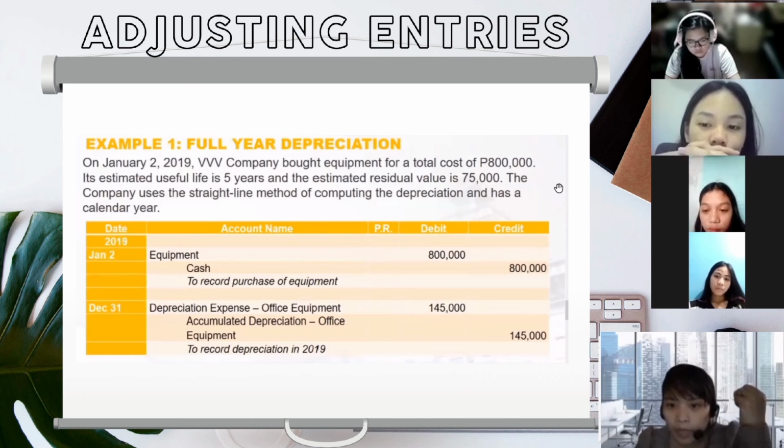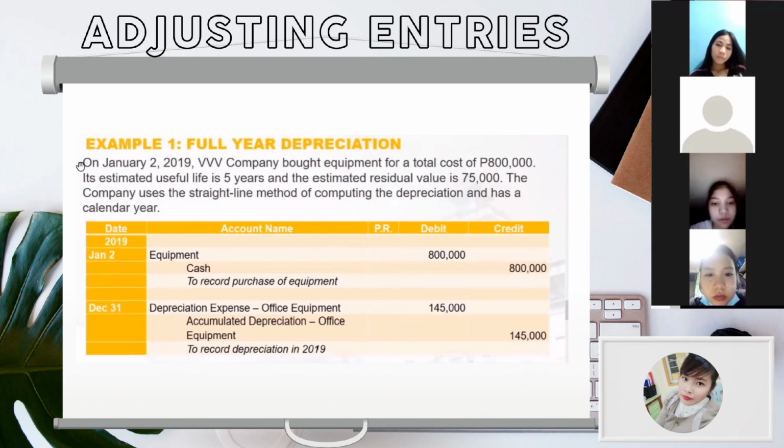Ayan. Sige nga, pakibasa nga ako ng ating example. On January 2, 2019, PVV Company bought equipment for a total cost of 800,000 pesos. Its estimated useful life is 5 years and the estimated residual value is 75,000. The company uses the straight line method of computing the depreciation and has a calendar year. Okay, alright. So, ibig sabihin yan, class, right? Anong gagawin? Okay, go back tayo sa formula. Sige nga, anong ating formula, class?